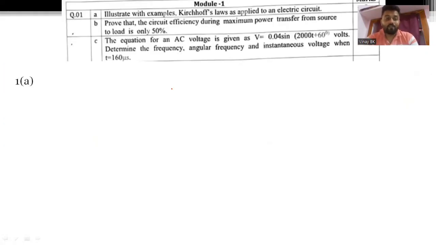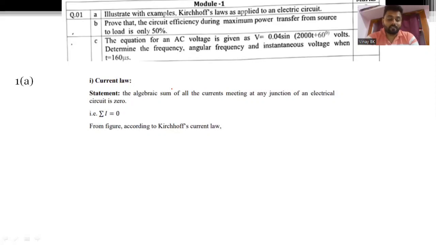So let us see the first question now. First, you write the statements of both laws, that is Kirchhoff's current law as well as Kirchhoff's voltage law. We all know that Kirchhoff's current law states that the algebraic sum of all the currents meeting at any junction of an electric circuit is zero. That is nothing but the summation of current I equals zero.